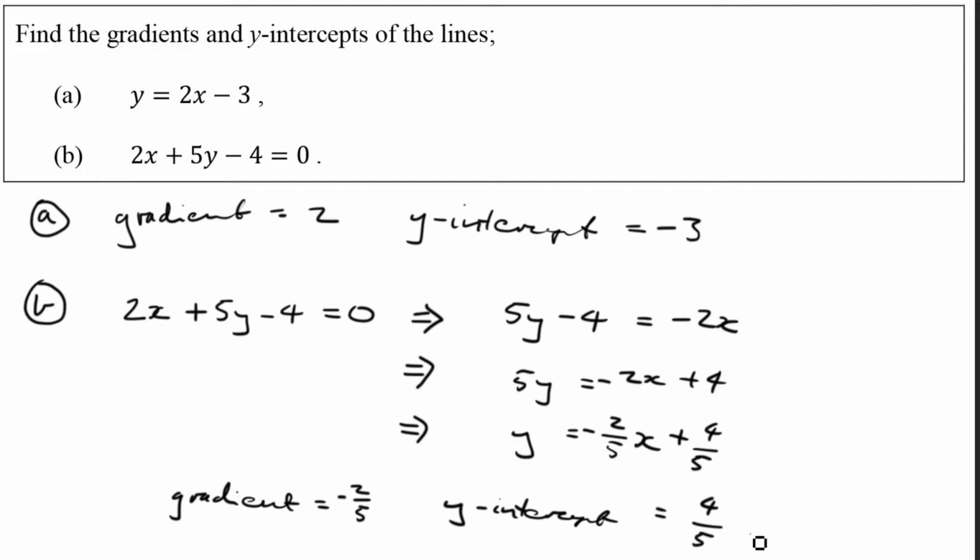Well, this example shows us something quite interesting. The way that the second equation was given to us wasn't very helpful. We couldn't see the gradient and the y-intercept straight away. We had to do a bit of work to see that. But the form of the equation is really quite attractive. You've got some x's, you've got some y's, you've got a number is equal to 0. And this is the third common way you might be expected to give the equation of a straight line.